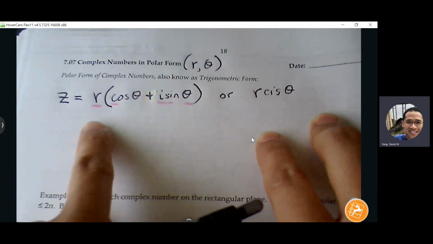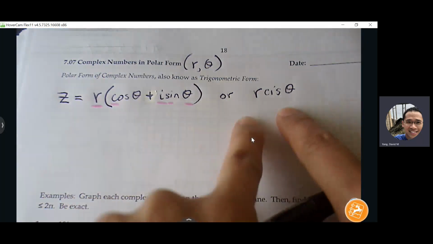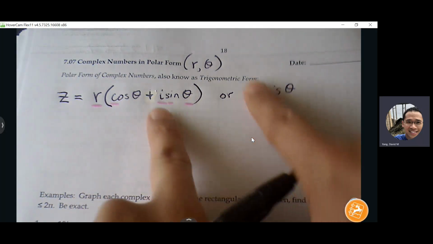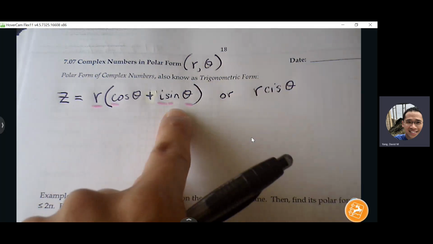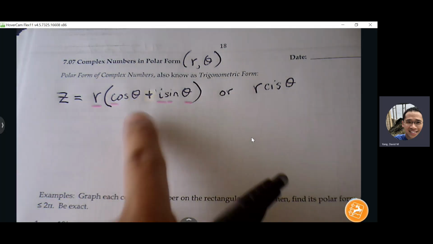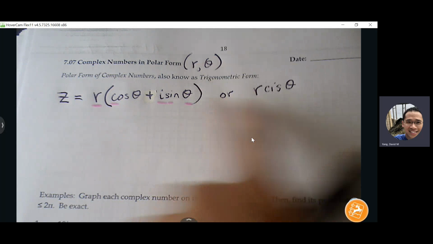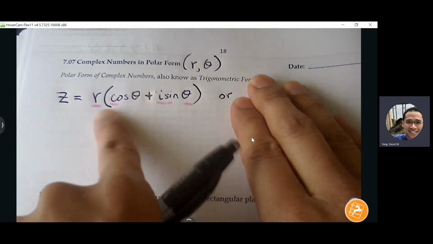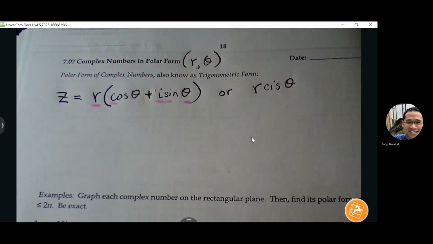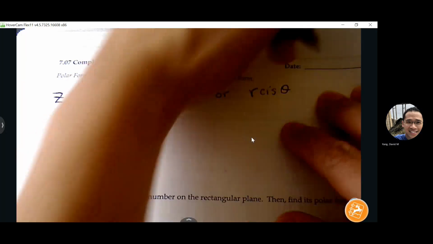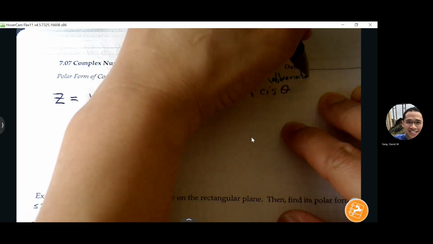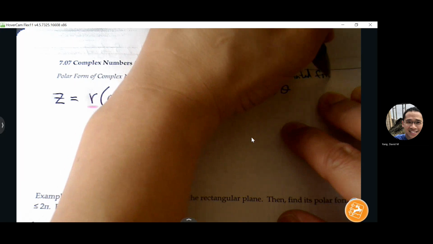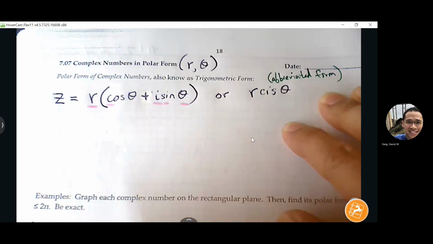So rather than having to write it all the way out, R cosine theta plus i sine theta, this is a shorthand form of writing it. But for now, I would like for us to get comfortable with this so that we know what this means. And once we're really comfortable with this, and we're doing multiple problems, and you want to write this all the way out, then you can go to the shorthand form. But for now, I want us to know what it means. So let's stick with this form for now. Abbreviated form.